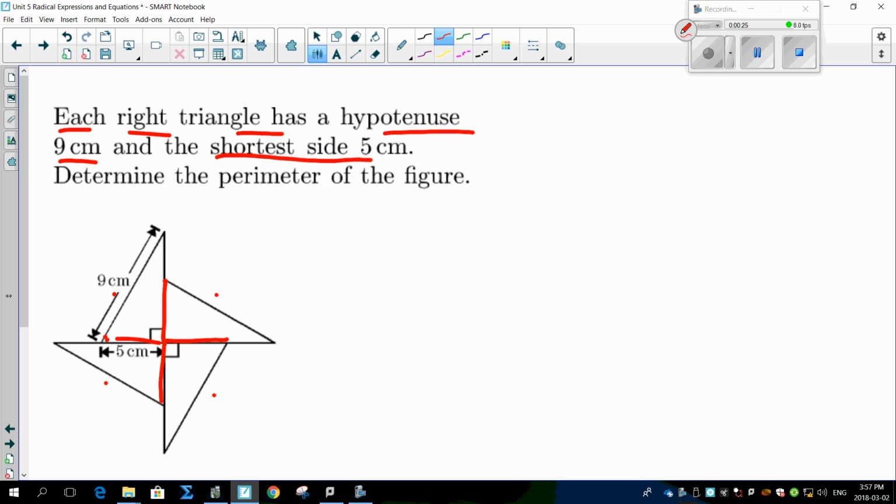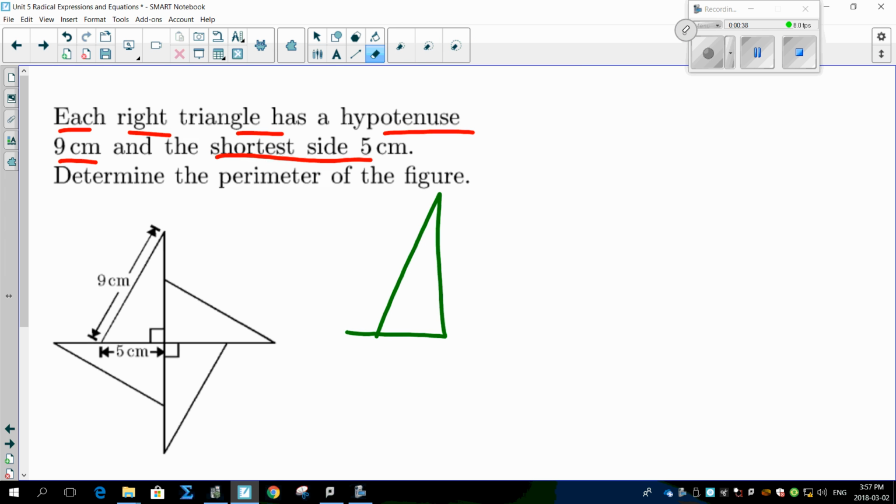Now, wait a second. I'm kind of curious. I want to know what this triangle all by itself is. That one just by itself, okay? So this is your 9, this is your 5. I'm curious, what is that dimension?